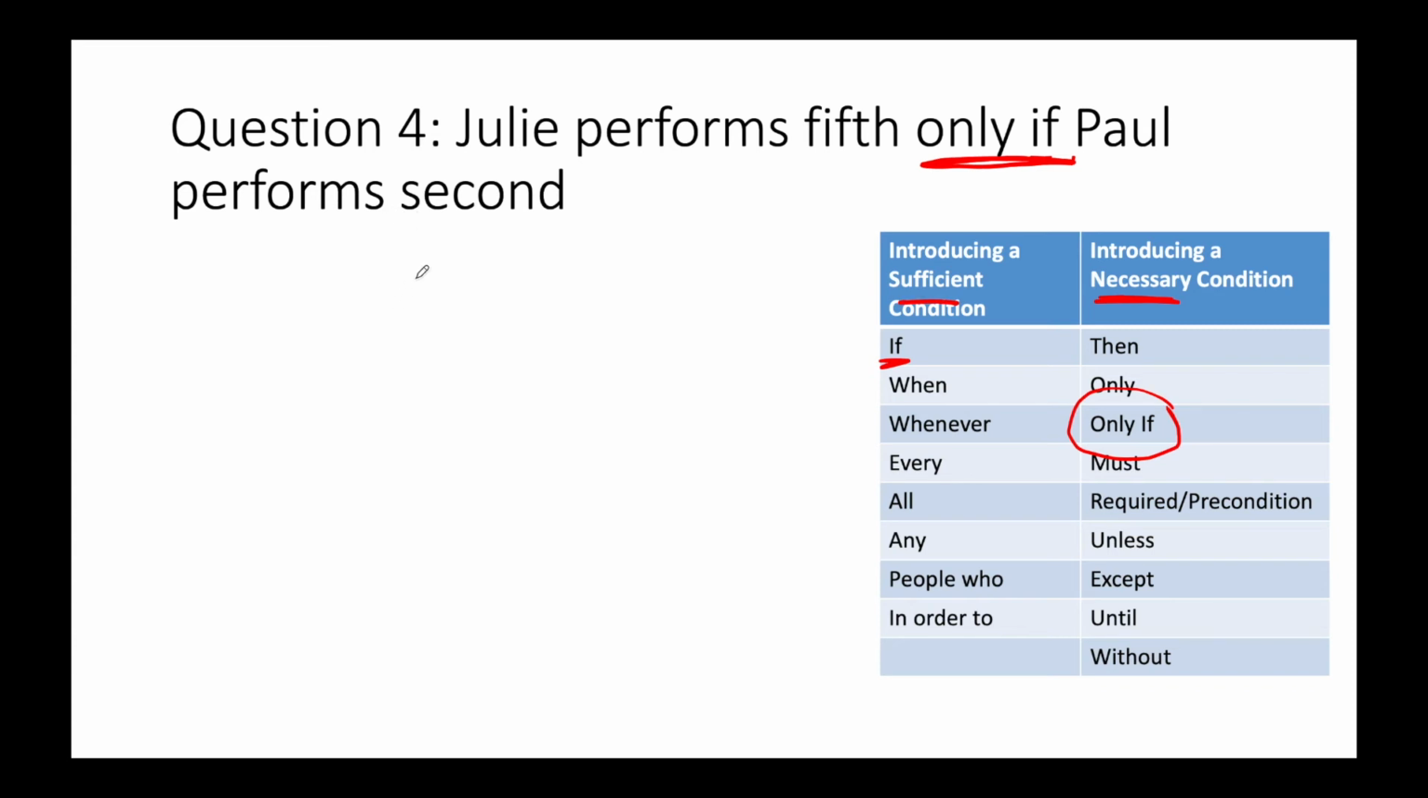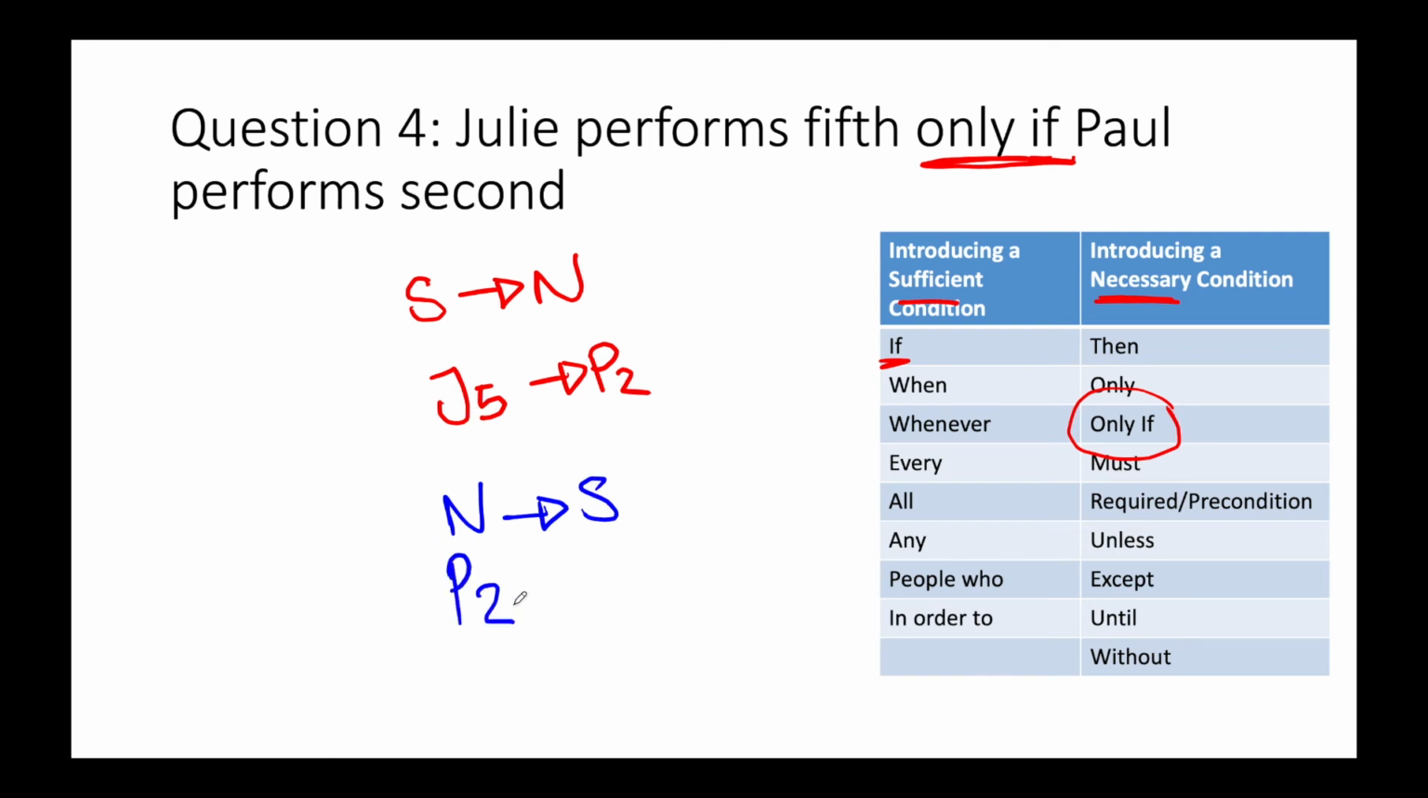So Julie performs fifth, sufficient, and necessary, Paul performs second. So that is our diagram. If we were to reverse that, where we have the necessary, then we would say if Paul didn't perform second, then Julie will also not be performing on the fifth.